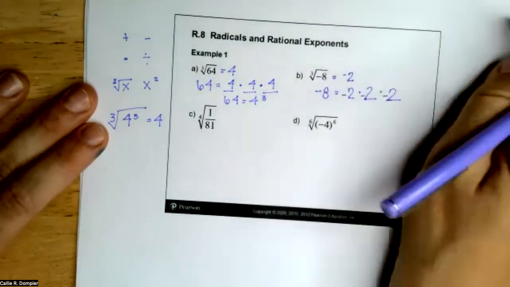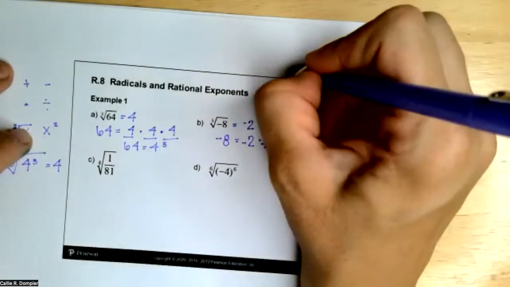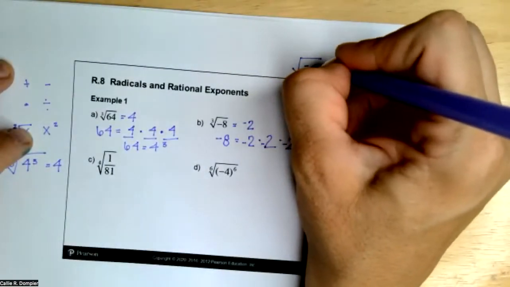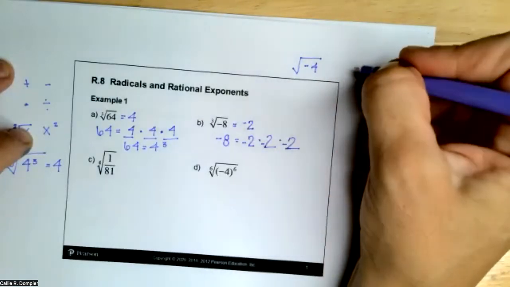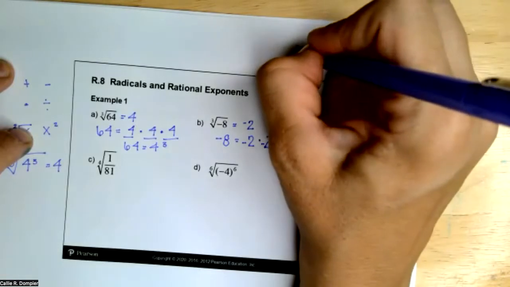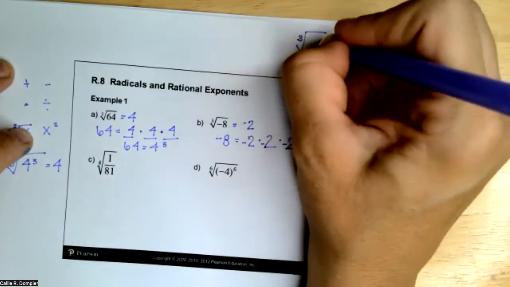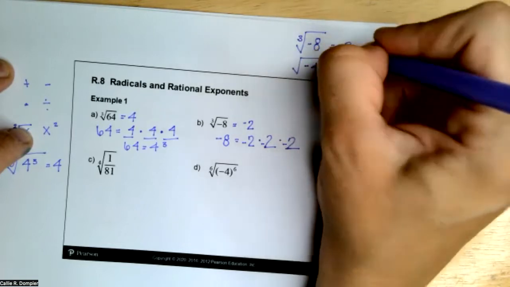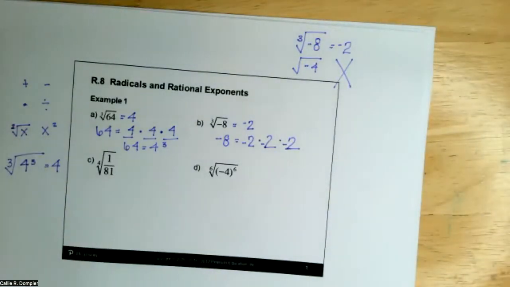You'll never see the square root of a negative number. The square root of -4 is not a real number. But if it's the third root, it is possible. It'll just be a negative number every single time.